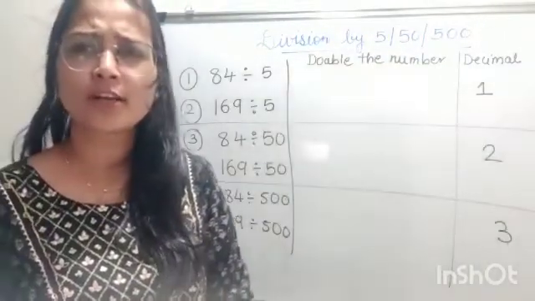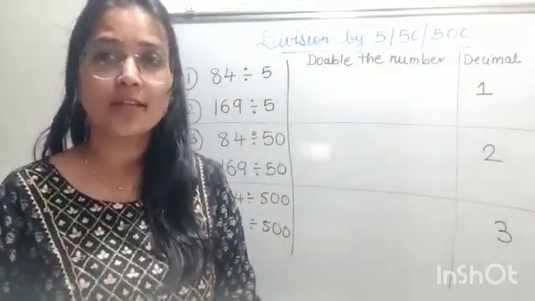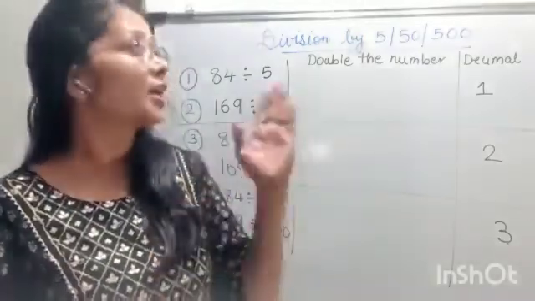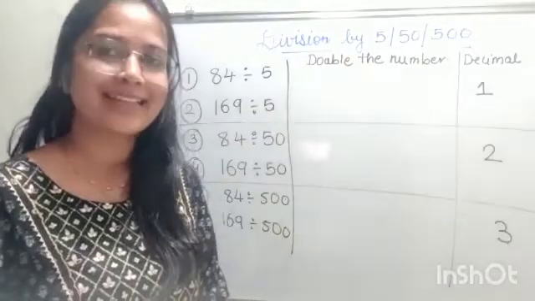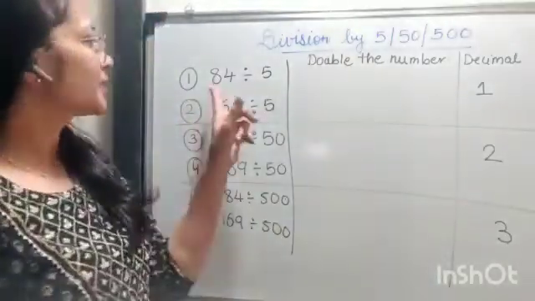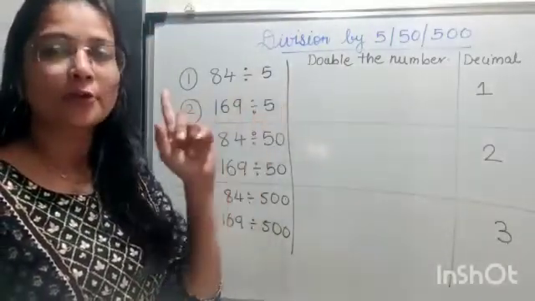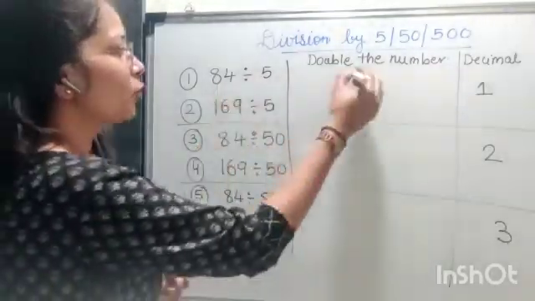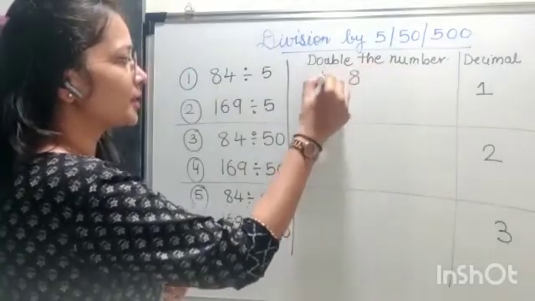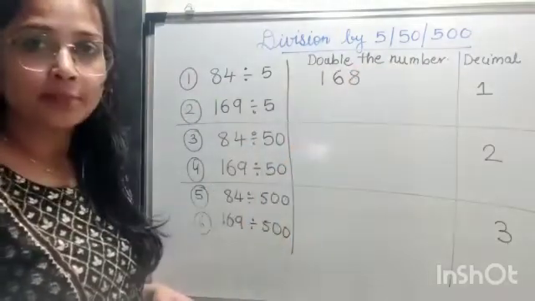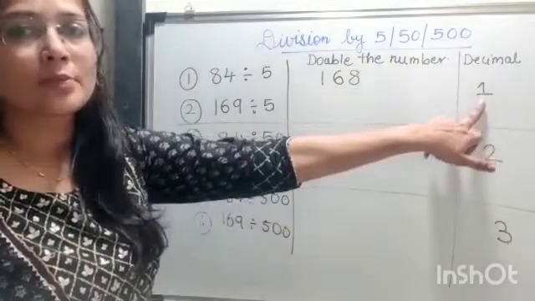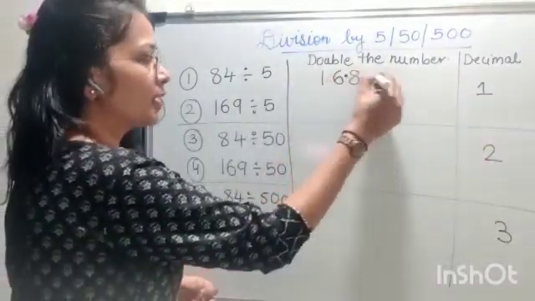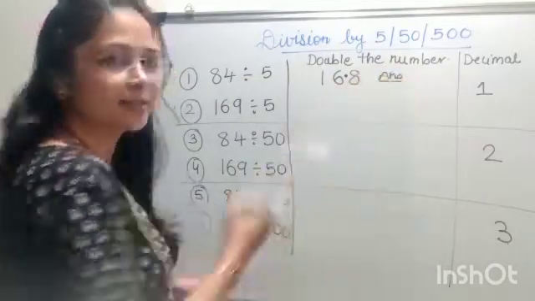Division by 5 seems difficult, going through the division process and everything. But I tell you, if you teach even a second standard child how to double a number, they will be able to perform this division. Let's start. It's 84 divided by 5. My first step would be to double the number. My number is 84. So 4 doubled is 8, 8 doubled is 16. After that, I put a decimal after one place. 5 is a single digit, so one decimal place. And this is your answer.